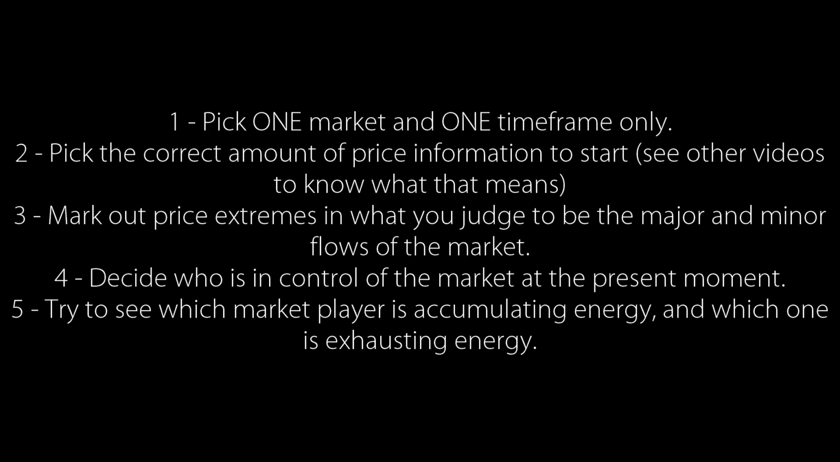Once you have that, you can move on to the fourth step, which is to decide who is in control of the market in the present moment. If the market is producing higher highs and higher lows, then we have an uptrend, roughly speaking. If the market is making lower highs and lower lows, then we have a downtrend. However, this is not so simple because you have to consider the trend of the major flow and the trend of the minor flow. You also have to decide which market player is accumulating energy, and which one is exhausting its energy, and where the points where this behavior is likely to reverse are.